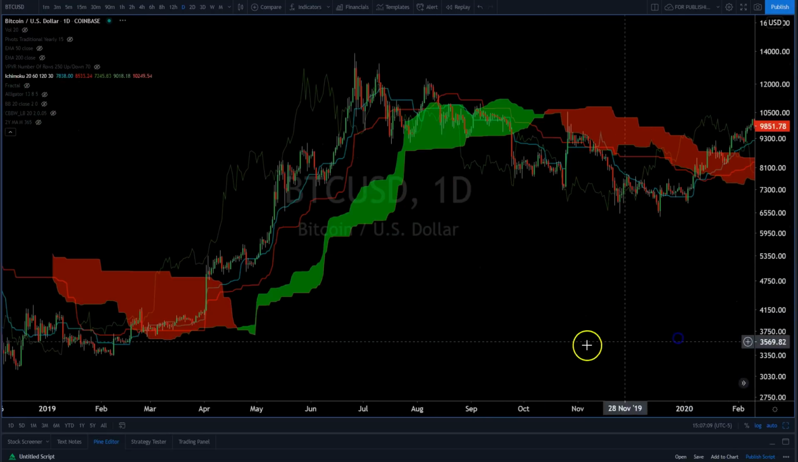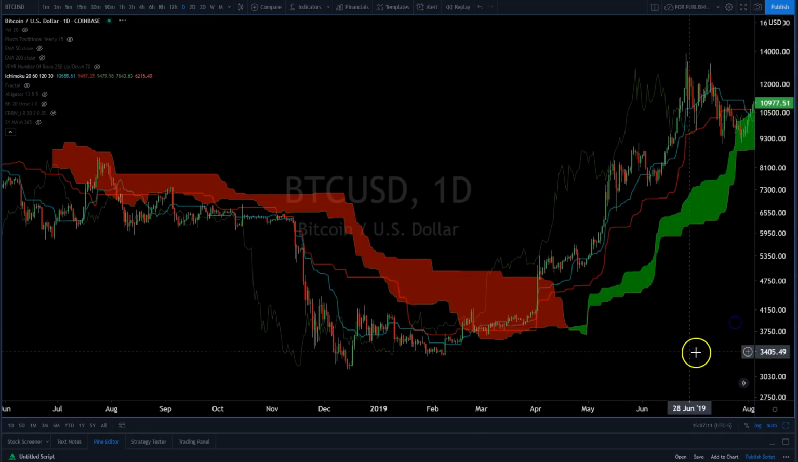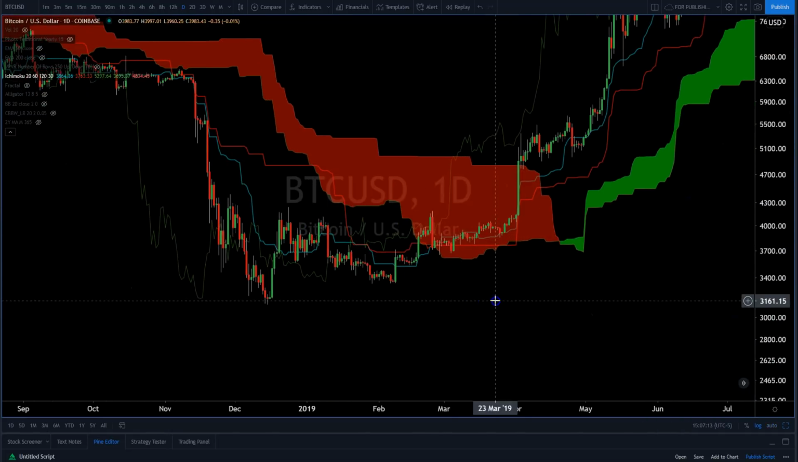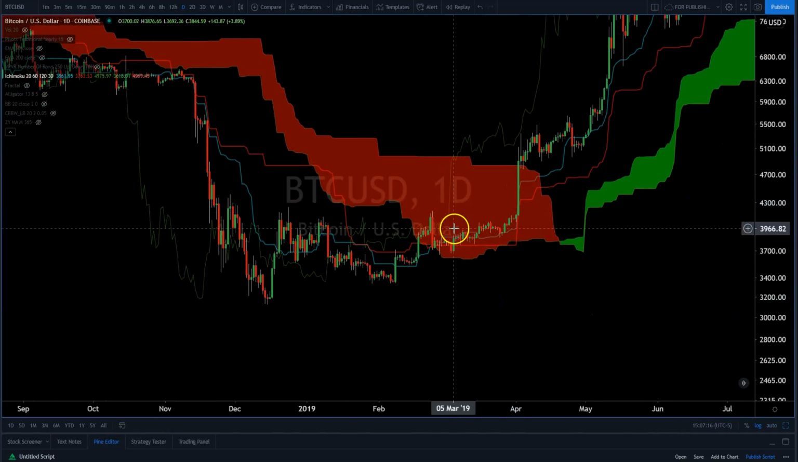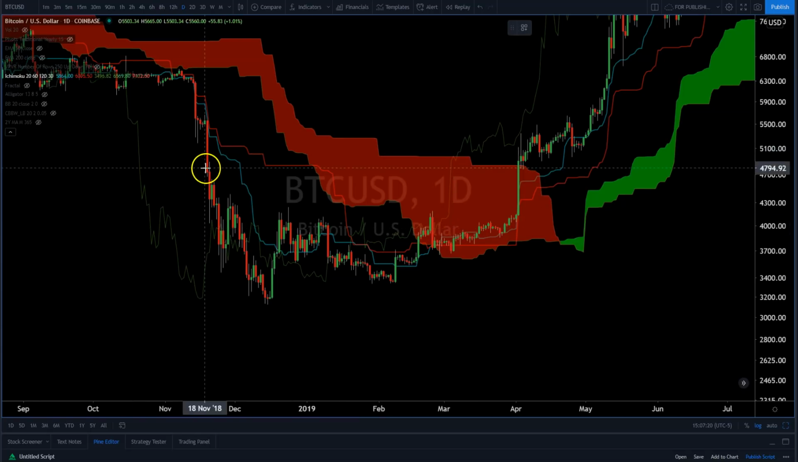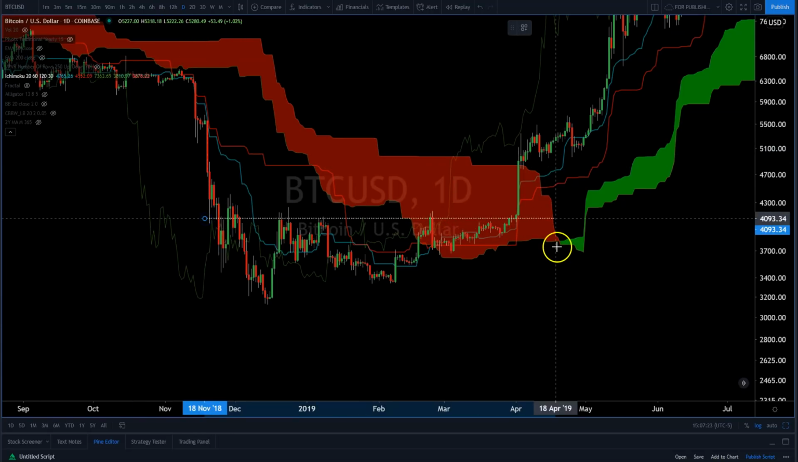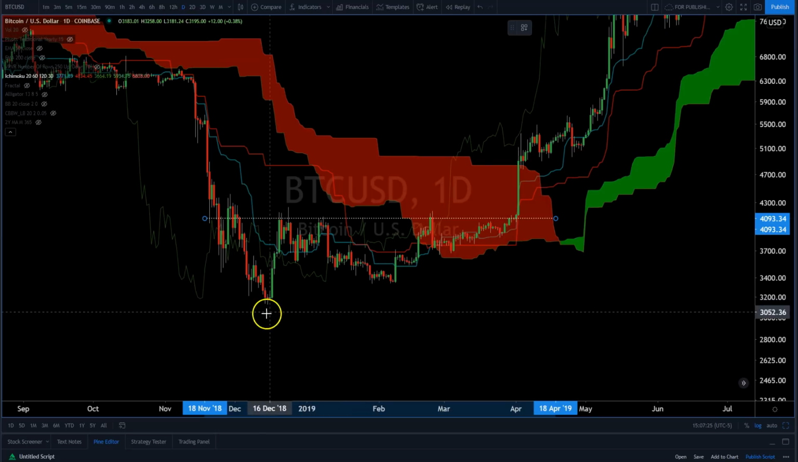There's a fourth trade called the edge-to-edge trade. One of the best happened here in 2019. Now, the edge-to-edge trade is a reversal trade. It is not a mean reversion trade. It's a reversal trade.